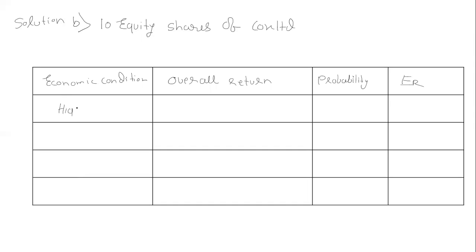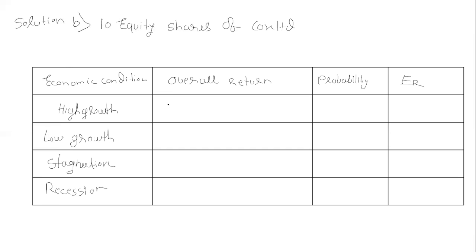First is high growth. Second is low growth. Third is stagnation, and the last one is recession. So overall return we can calculate.